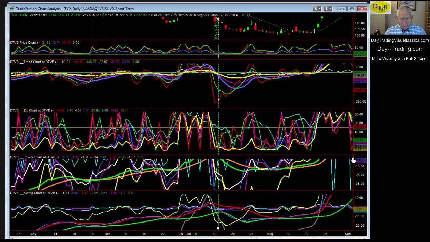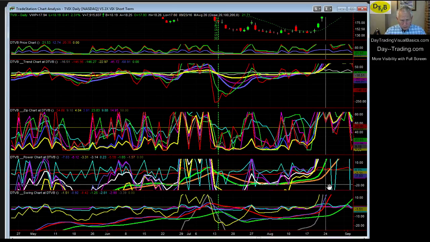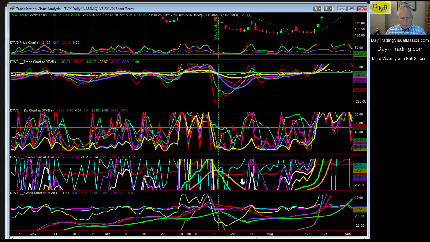Power, let me move this up a little bit so we can see it. If you notice now, while I've got this thing expanded, power red is under 0, and you may not know, but I'll refresh your memory. Power red is a position indicator. It tells us by its position under 0 that price has a tendency to go down. When power red is above 0, price has a tendency to go up.